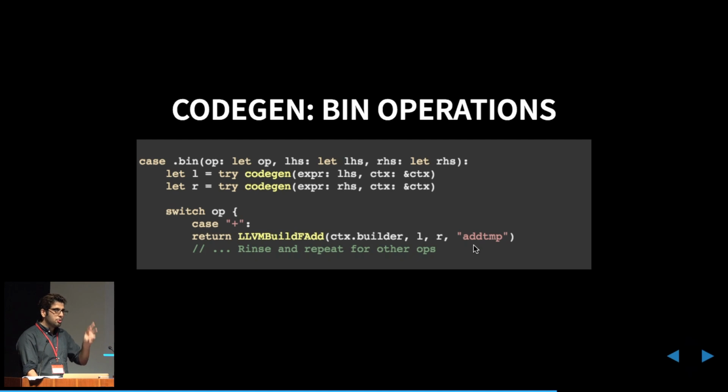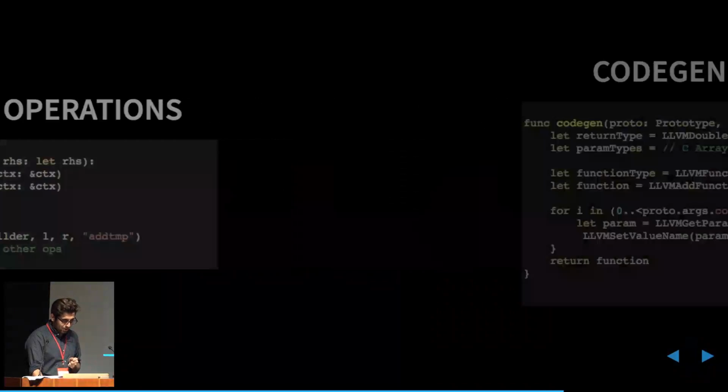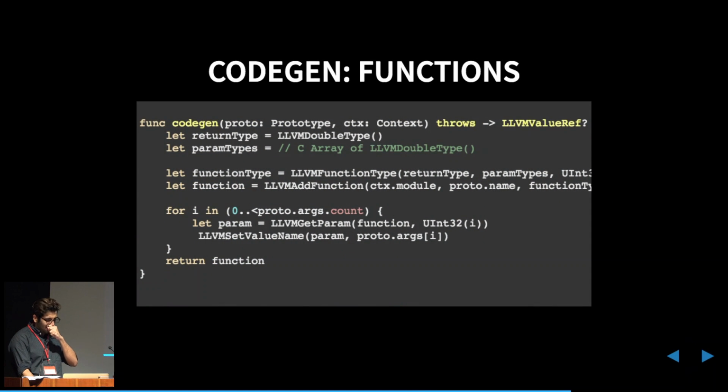So far these two cases are quite simple. What about functions? How do we code gen functions? For functions, the way LLVM works is that we first need to code gen the prototype, the header of the function. For every LLVM function, you need to define its type, and you need to define the arguments that it takes.